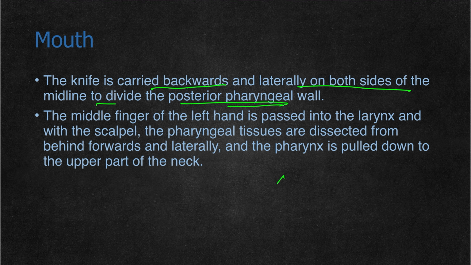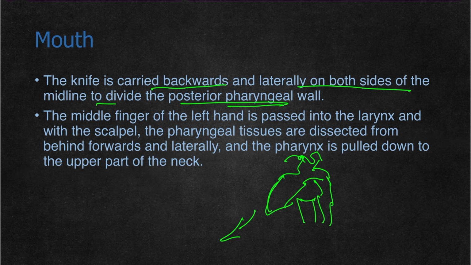So once the tongue comes out with the soft palate, the uvula is present, then the esophagus, and in front the trachea. So the esophagus, trachea, and tongue are held up and pulled forward, and as they are pulled, the pharyngeal tissues are dissected from behind forwards and laterally, and the pharynx is pulled down from the upper part of the neck.